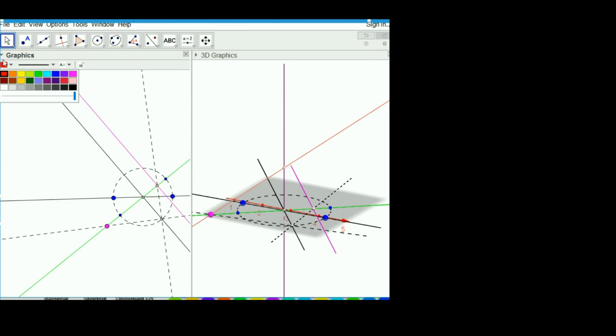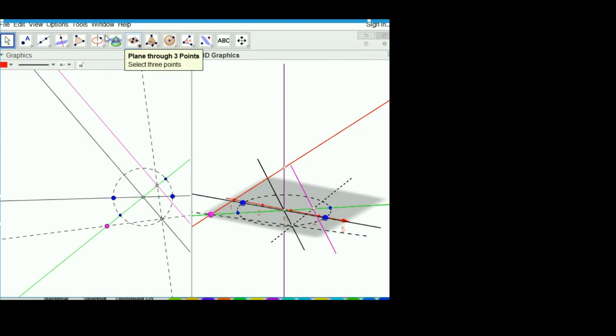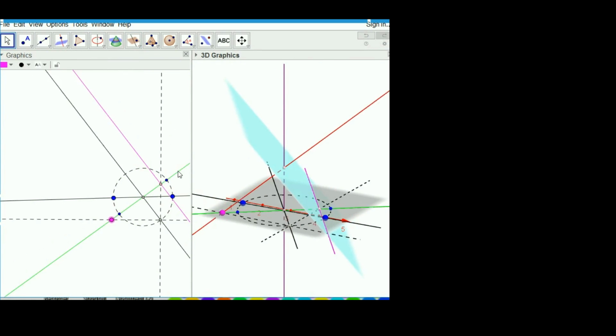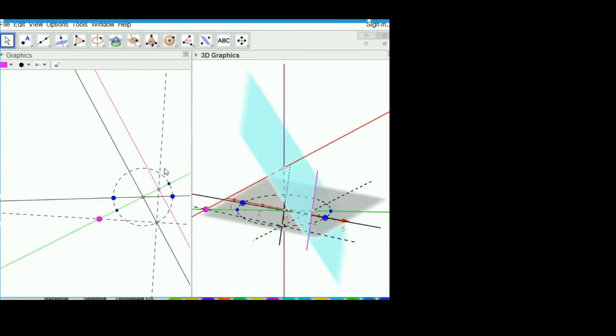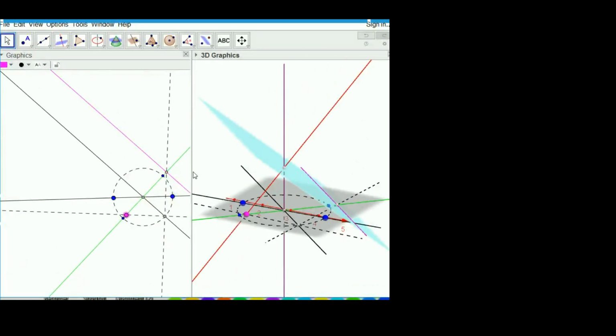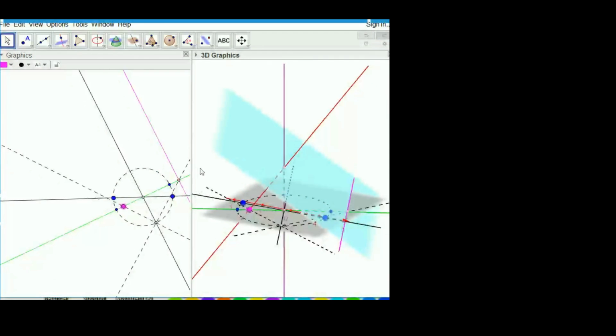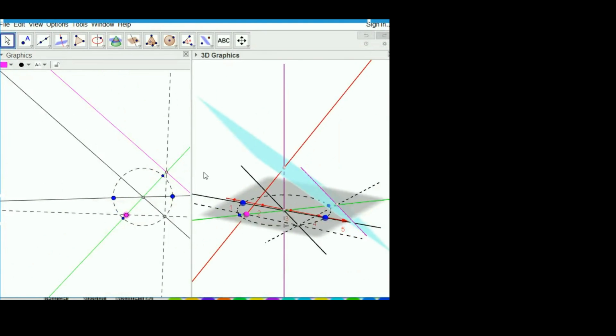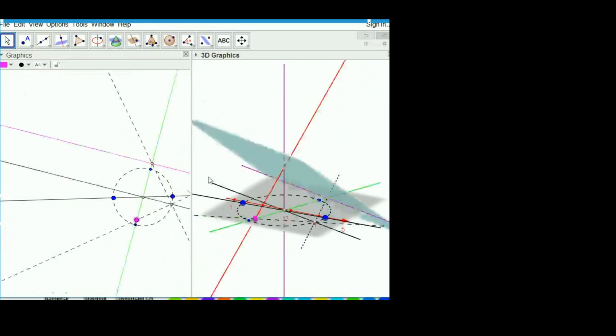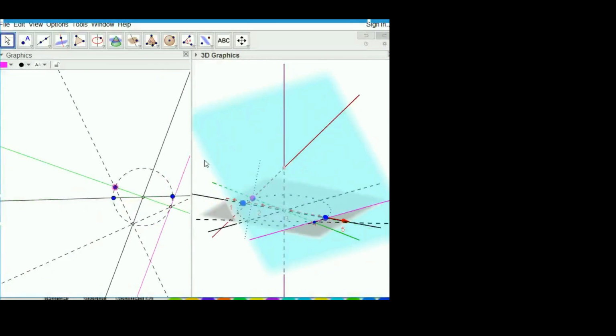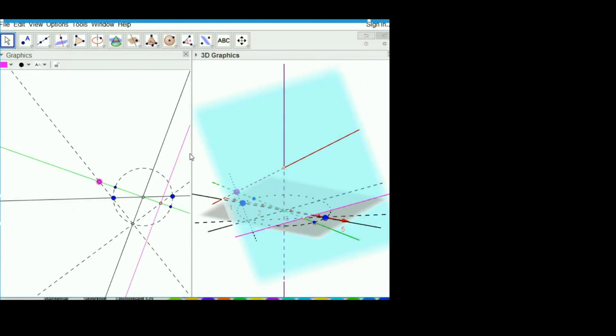And now what we're going to do is make a perpendicular plane through this point I've put, that's going to be perpendicular to this line, and lo and behold, see that perpendicular plane I've just drawn is exactly cutting the initial plane at the polar. So we get a new interpretation. This is something I found out for myself.